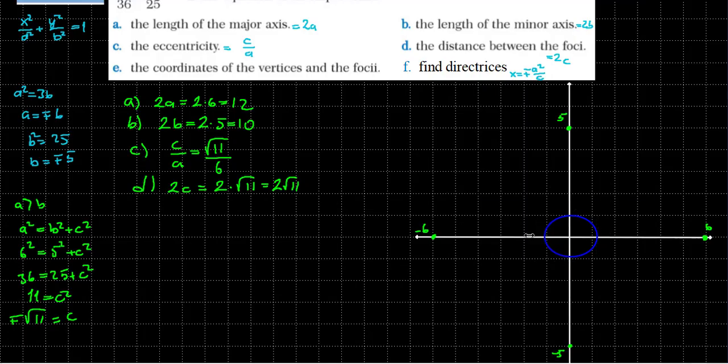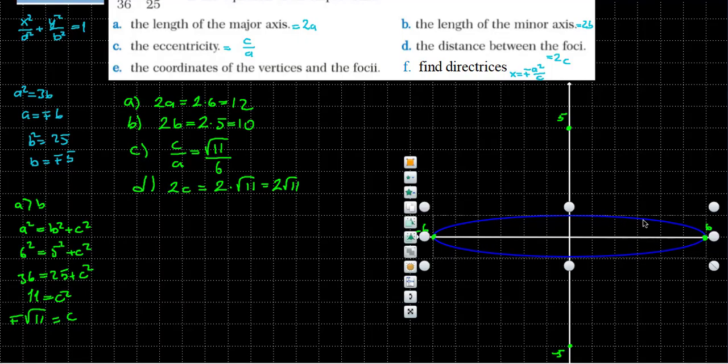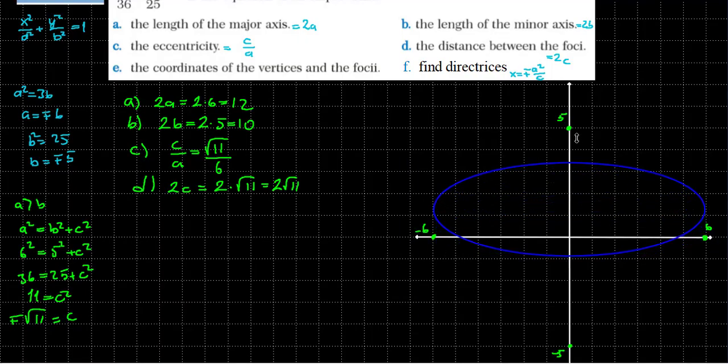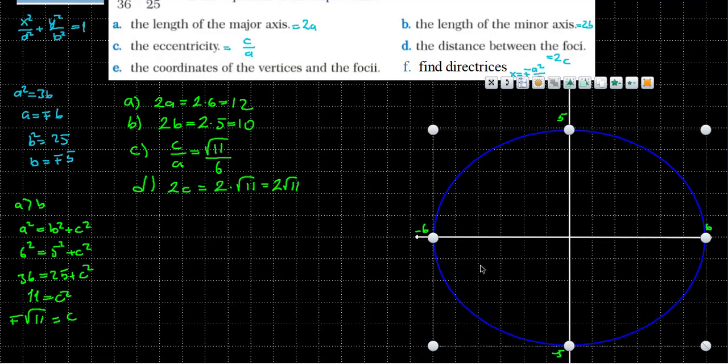Okay, I brought the figure here before like this, and I'm going to connect the vertices now like this. Here it's 6 and minus 6, plus 6 and minus 6. Here it is 5 and minus 5. This is the figure of our ellipse.